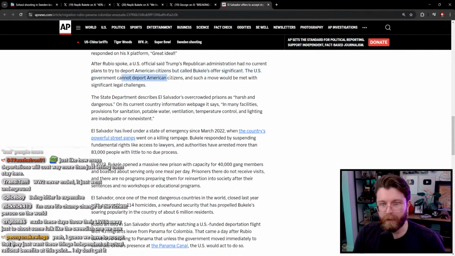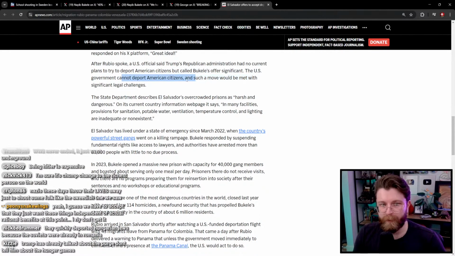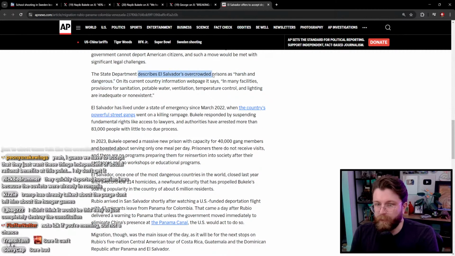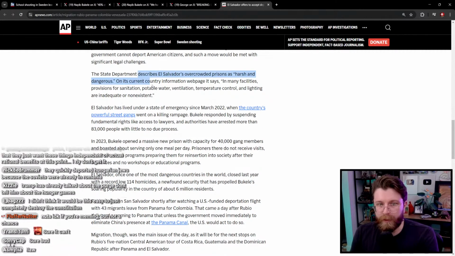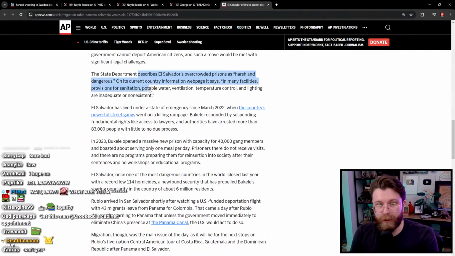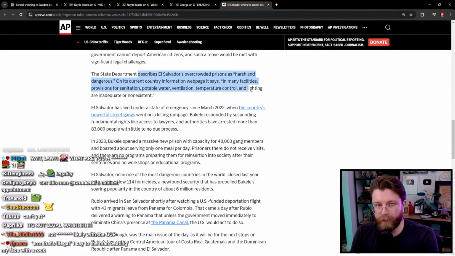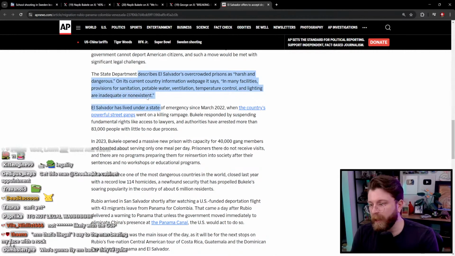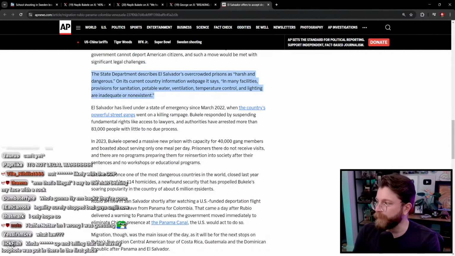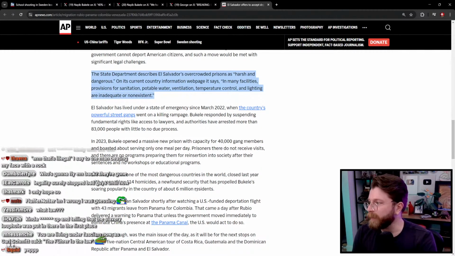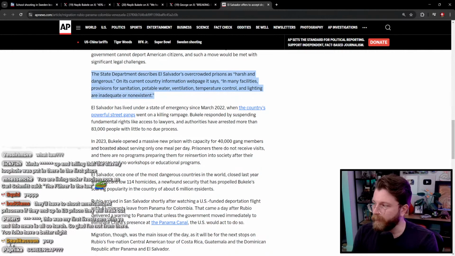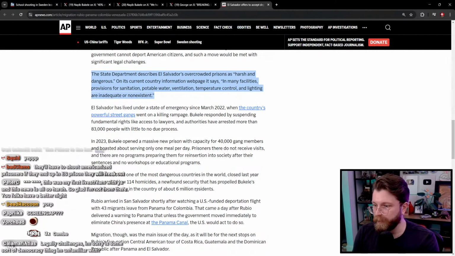The U.S. government cannot deport American citizens, and such a move would be met with significant legal challenges. The State Department describes El Salvador's overcrowded prisons as harsh and dangerous. On its current country information webpage, it says, in many facilities, provisions for sanitation, potable water, ventilation, temperature control, and lighting are inadequate or non-existent. Bet you this is going to get deleted soon. Not being facetious, I think it will. They deleted all the information on HIV from the CDC's website.